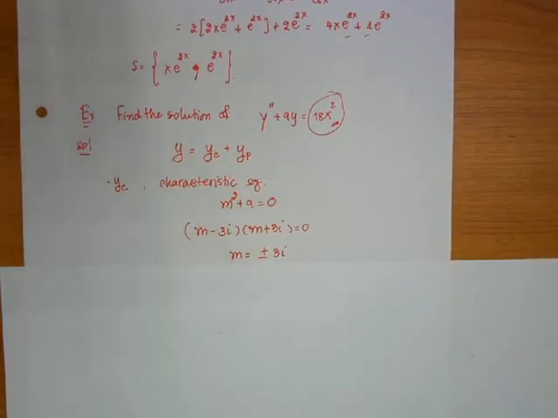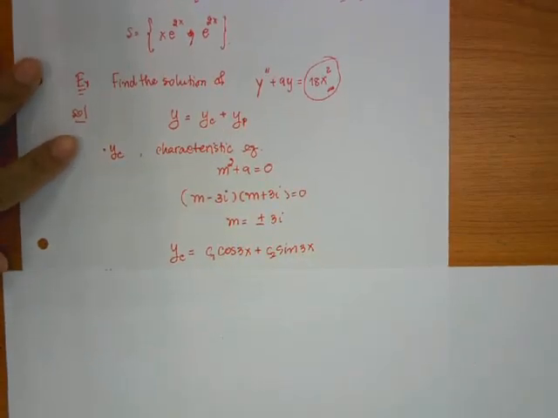What would be the answer of yc? The real part is equal to 0, so the exponential term becomes exponential of 0. What is the value of exponential of 0? 1. So you would get only the term inside the parenthesis, which is c1 cos bx plus c2 sin bx. Now what is the value of your b? 3. So you would get c1 cos 3x plus c2 sin 3x. That is your yc.